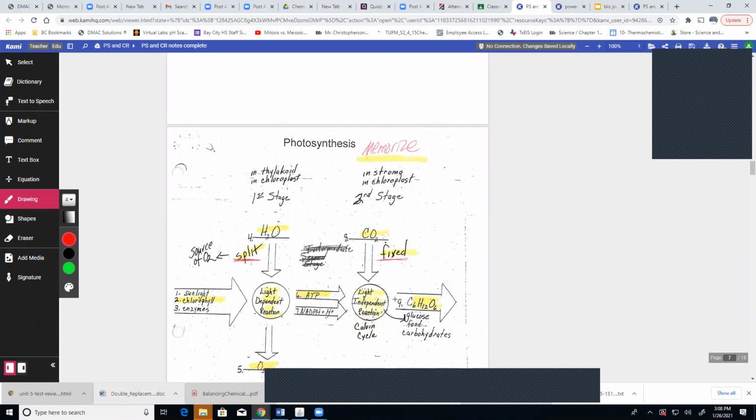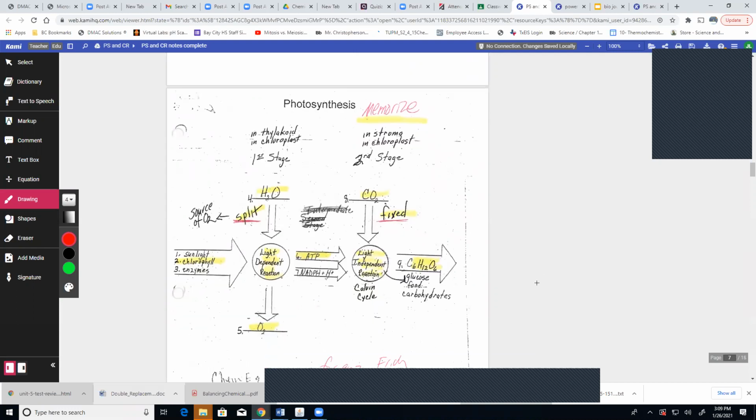Not until Thursday, so if you want to put off studying this until Thursday, you need to know what the light dependent and light independent reactions are, where they occur, and the fact that water is split. That's where the oxygen, the source of oxygen, is from. Carbon dioxide is fixed. That's where the carbon comes from in the glucose. Those things that I have highlighted are the big takeaways on that particular one.